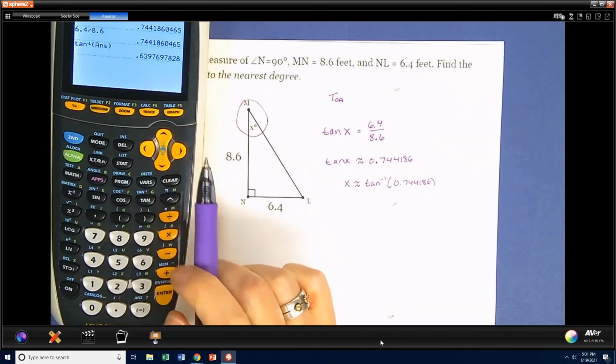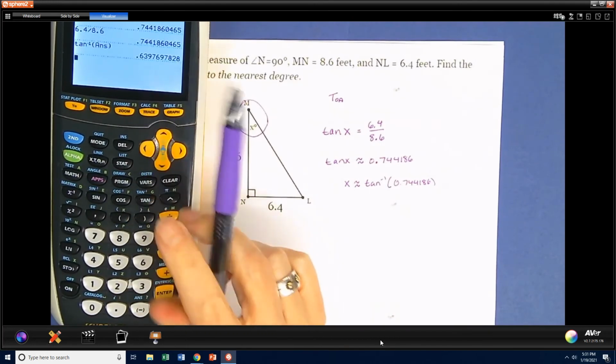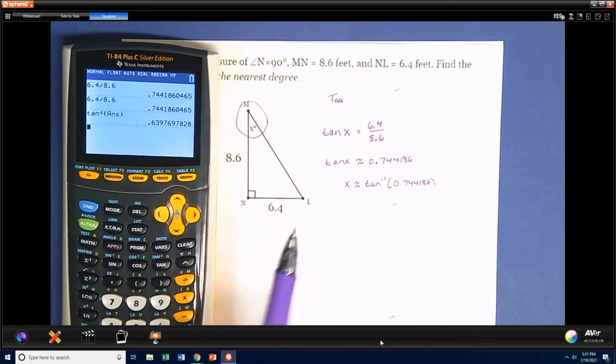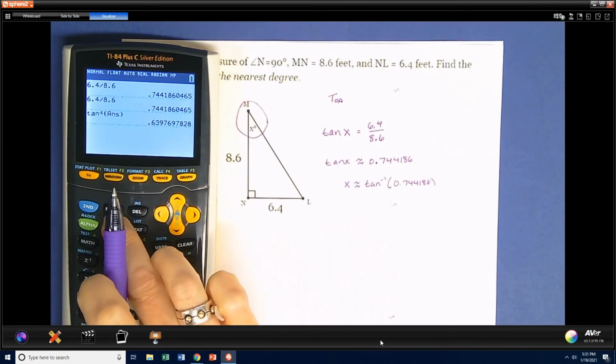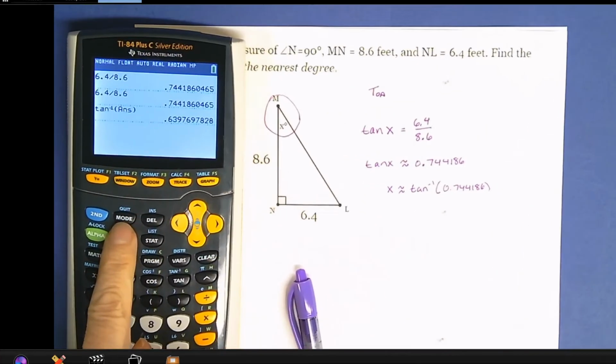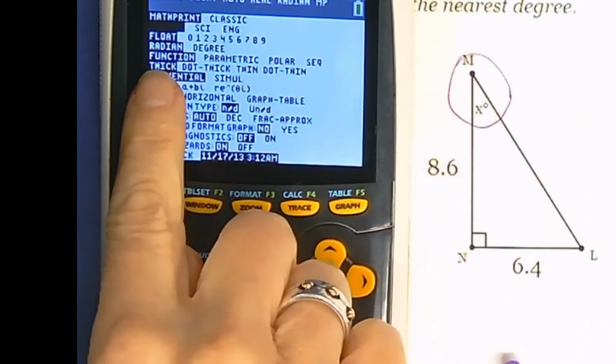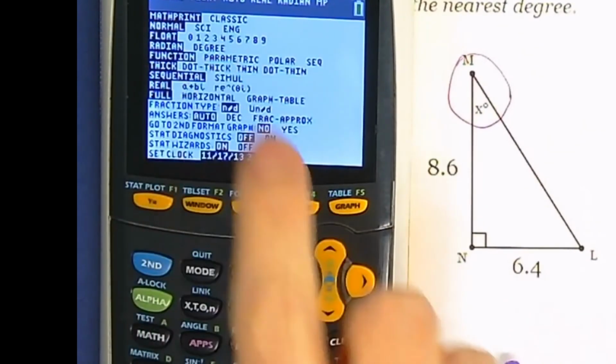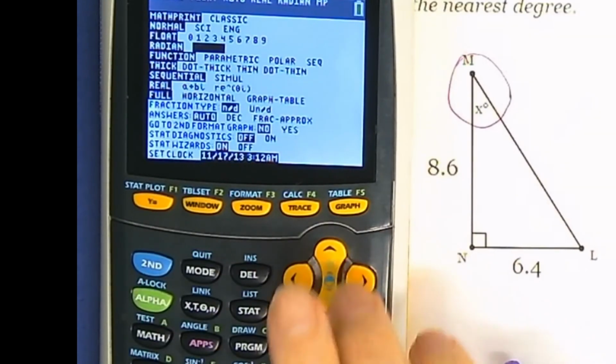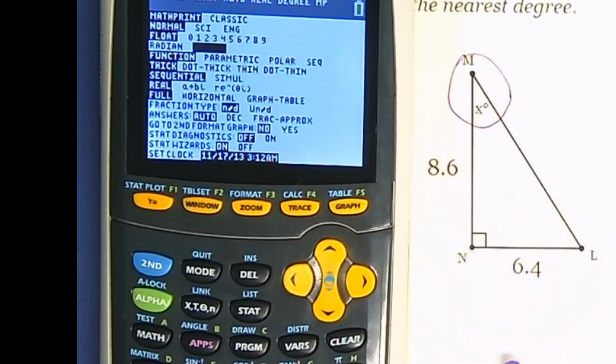And it tells me something that doesn't match my trig table. Well, gee, Ms. Long, what's going on there? I must be in the wrong mode. So I push the mode button right there. And sure enough, I am in radians mode. Do you see where it says radian versus degrees? I always want to be in degree mode in this course. You'll deal with radians next year.